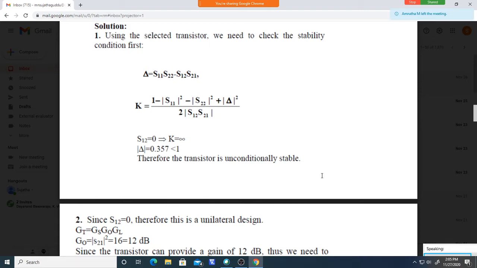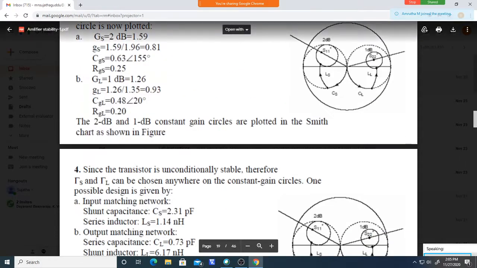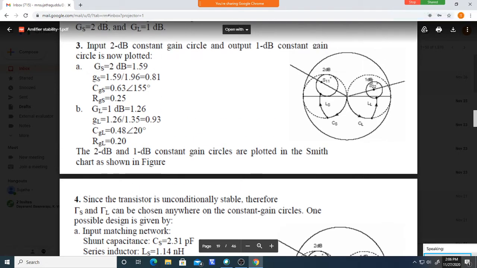So that's why we have to draw the constant gain circles, the input gain circle and the output gain circle. We have to draw the 2 dB gain circle, and over that you can take any value as ZS. Similarly, we have to draw the output gain circle. This is the one we drew in the previous class, 1 dB. You can take any value over this, because all values give a stable operation.